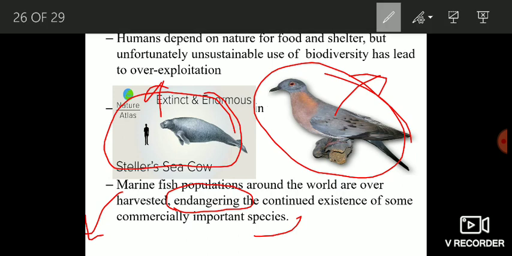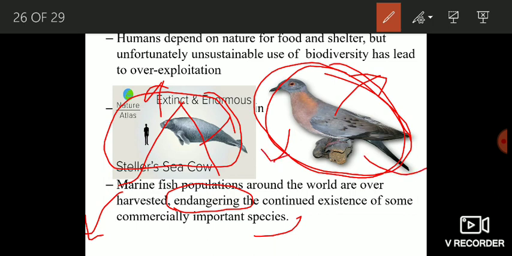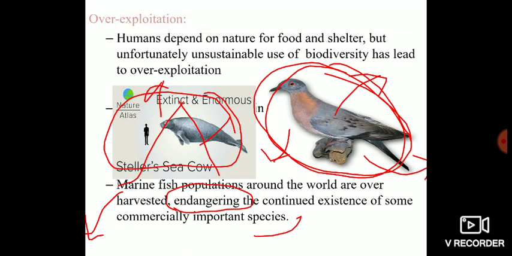For example, you have the Steller's sea cow. It has been overexploited and now it is extinct. You have the passenger pigeon. It has been overexploited by human beings and now it is not present on the planet Earth. That means it is extinct. Besides this, many marine fish populations around the world are being over harvested, and this over harvesting of fish species is endangering the existence of some commercially important species of fish.